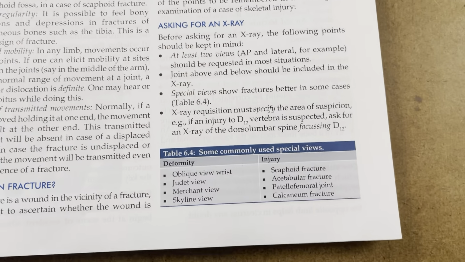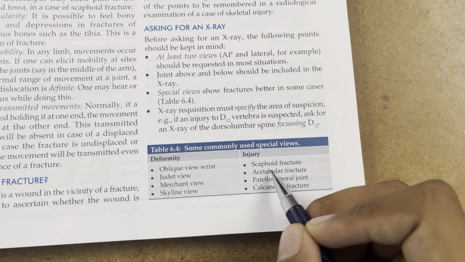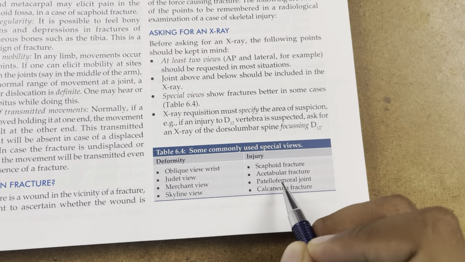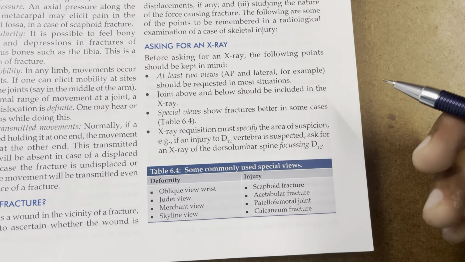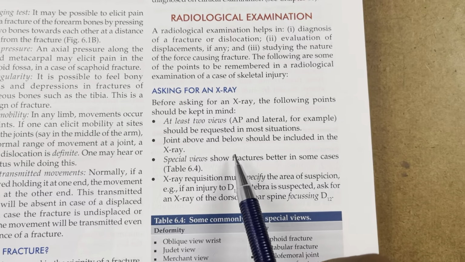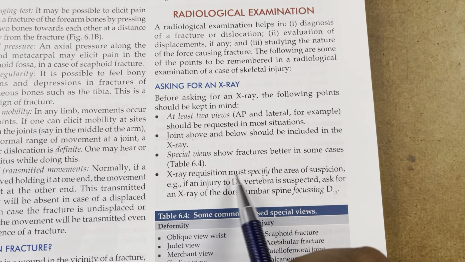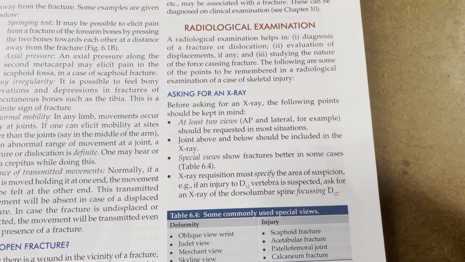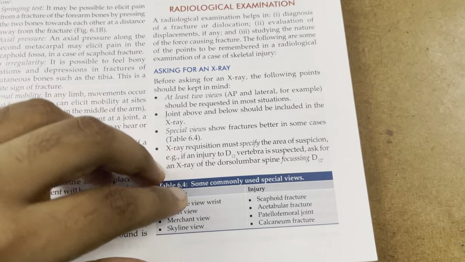So special views, some of them are oblique view of the wrist for scaphoid fractures, Judet's view for acetabular fractures, Merchant's view for the patellofemoral joint, and skyline view for calcaneum fracture. Okay, so then special views and the joint above and below should be included in the X-ray, and the X-ray requisition must specify the area of suspicion. For example, if there's a spinal injury, you can't just say take an X-ray of the entire spine, right? So you have to say focusing on D12 or something like that.